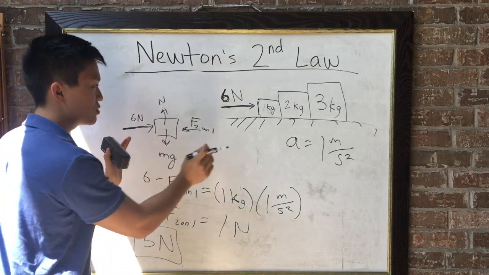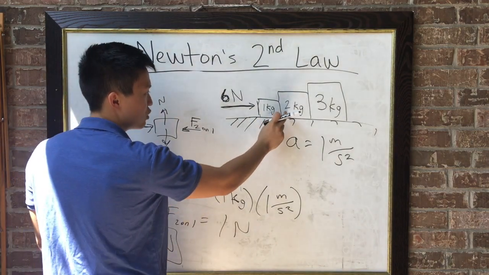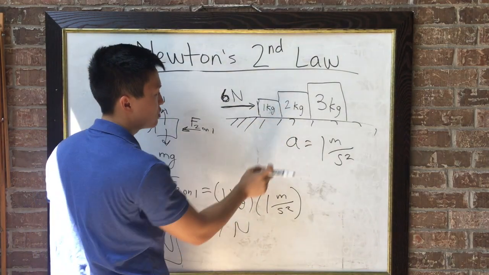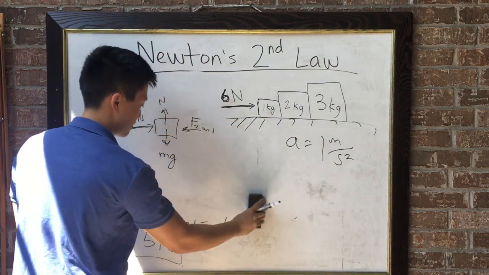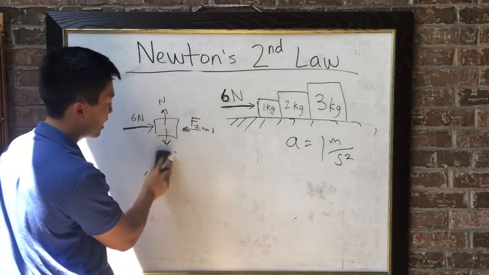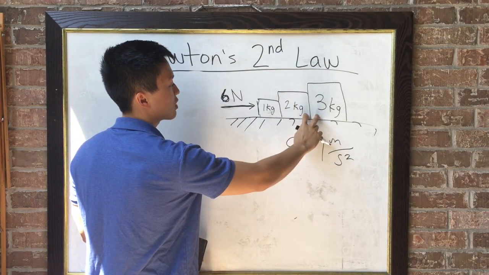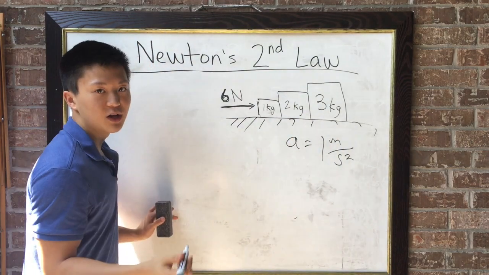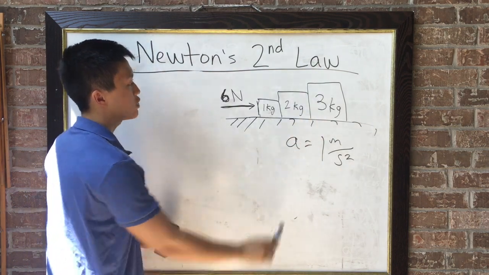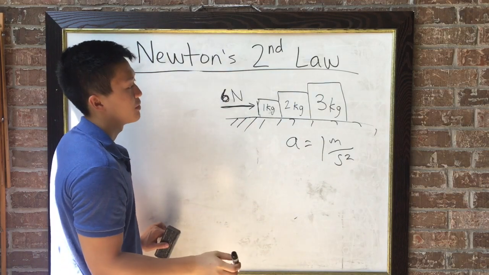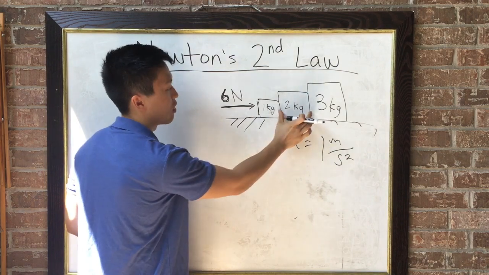Which also means, since those two blocks are always staying together, the force of 2 on 1 will equal the force of 1 on 2, which is also 5 newtons. So we solved for that. Now let's solve for the normal force between these two blocks. Let's draw a free body diagram for this block. I'll choose block 3 because there aren't normal forces in both directions as there are on block 2.